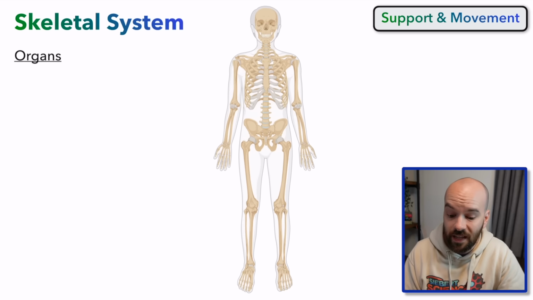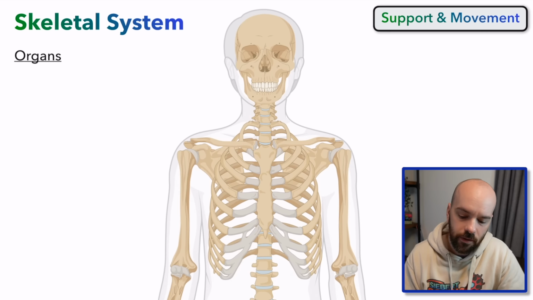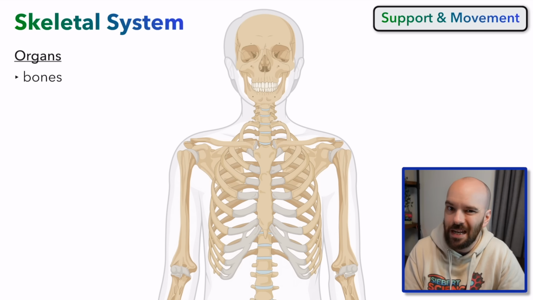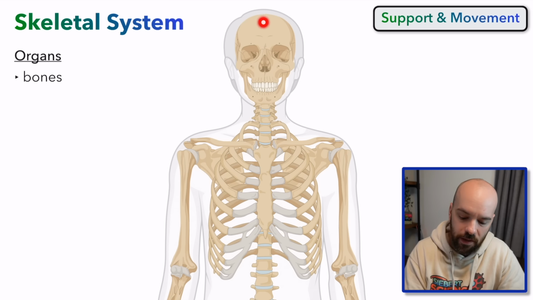All right, back to the organ systems. Our next one is going to be the skeletal system. So the skeletal system, we're still in support and movement. And so the organs of the skeletal system, we'll start with those. The first is going to be the bones. That's the main one that you think of. Obviously, we've got the bones like the skull and the ribs and our humerus, for example.